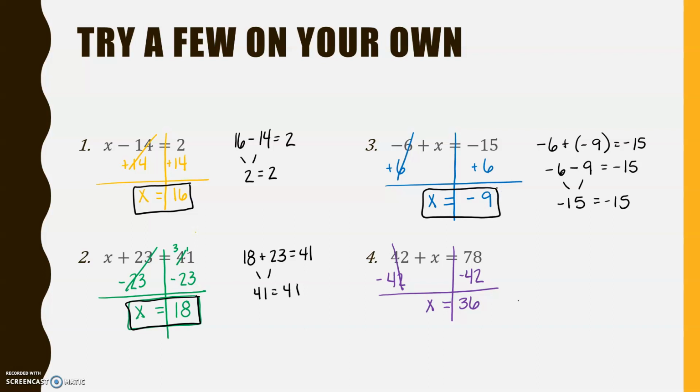And then final problem, excuse me. Since it's a positive 42, I subtracted 42 from both sides, and that gave me 36. Just to double check, I have 42 plus 36 equals 78. When I add those, I do get 78. So since those match up, this is my final answer.